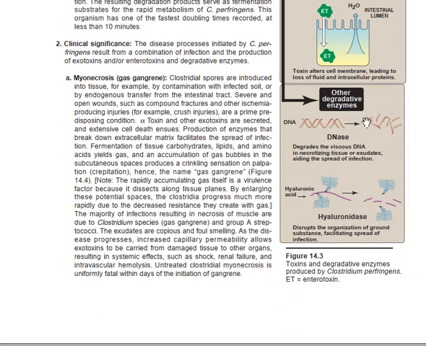Now among the other degrading enzymes present in Clostridium perfringens, we have DNase. DNase can split up DNA, so it degrades the viscous DNA in necrotizing tissue or exudate, aiding the spread of the infection. As I've already said, there are certain enzymes which can split up the DNA of the dead bacterium.